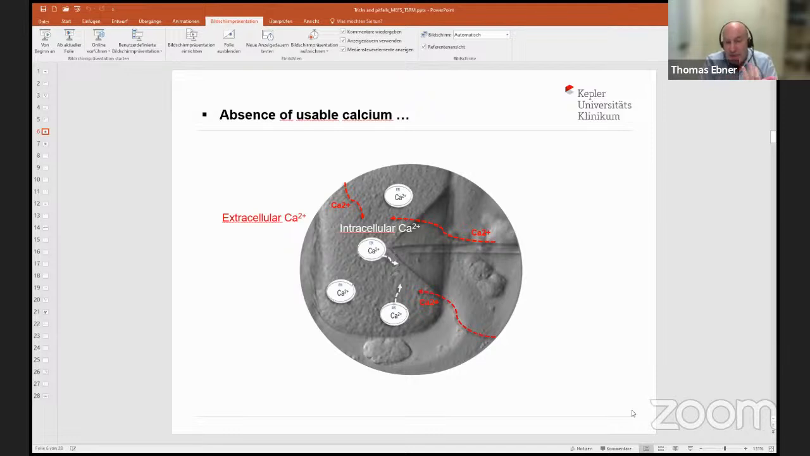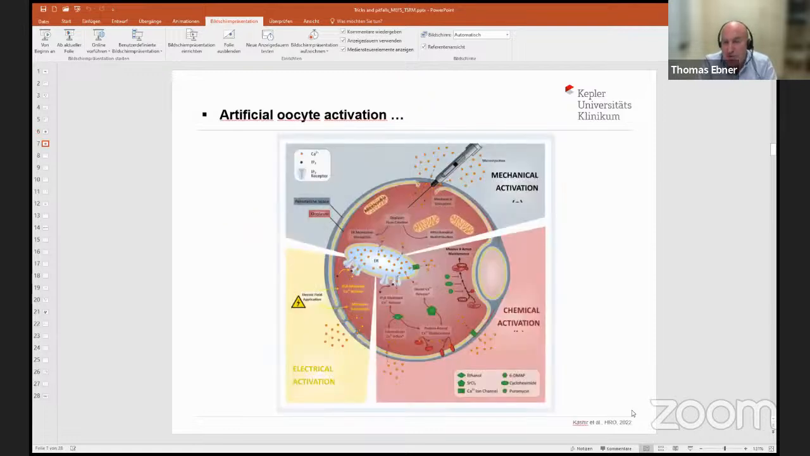And this is possible either by getting it from the extracellular part, which has been shown before, but it could also help to deplete it mechanically or by rigorous activation from the endocytoplasmic storages. So two ways to recruit calcium and to use it. And the methods to do so have already been shown before.